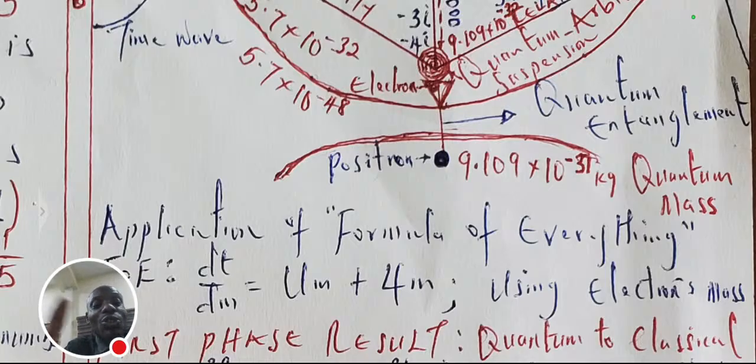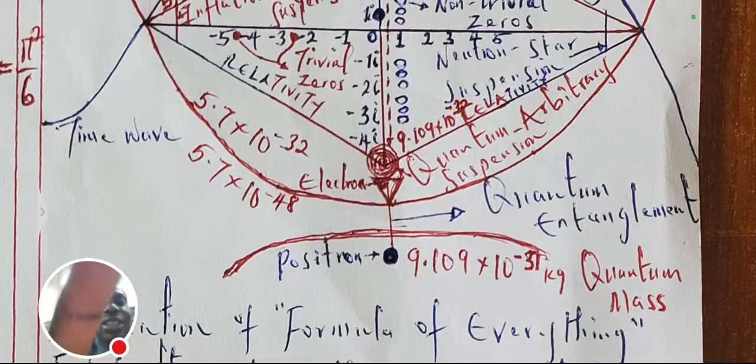Formula of everything has not only unified quantum mechanics to classical mechanics, it has made us understand that the trajectory of reality moves from classical level through quantum mechanics to the complex level. And by having that, we have unified identity.